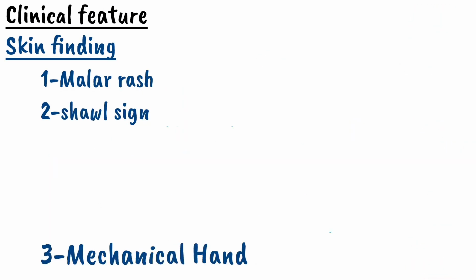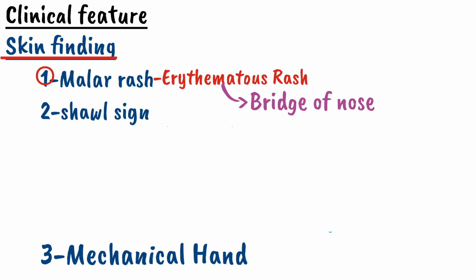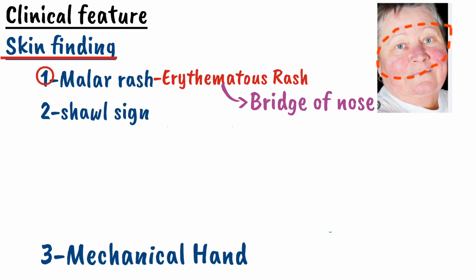Other than these characteristic skin manifestations, heliotrope rash and Gottron's papules, the dermatomyositis patient can also present with other clinical findings, such as a malar rash. The malar rash is an erythematous rash present at the bridge of the nose. You guys can see the malar rash in this image. The malar rash, other than dermatomyositis, is also present in SLE.